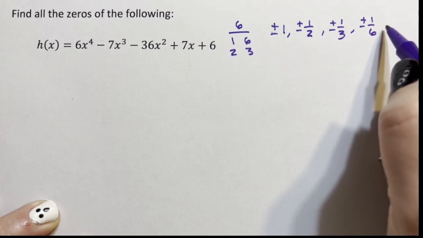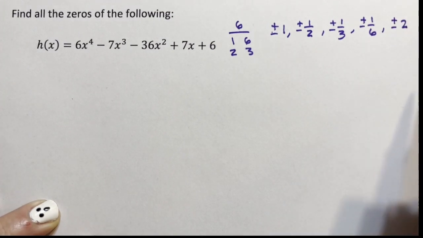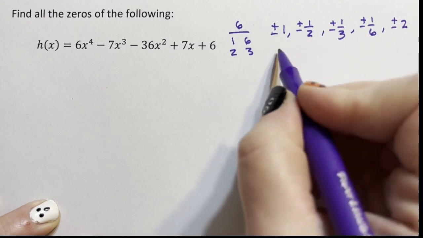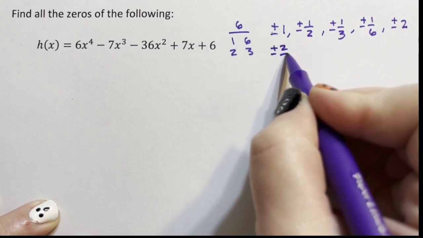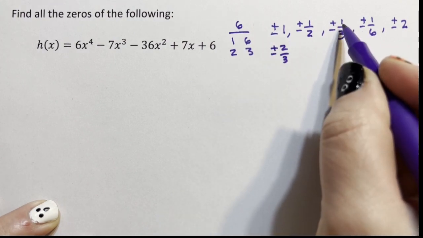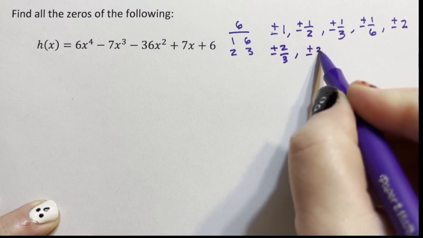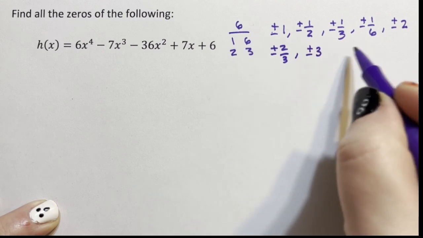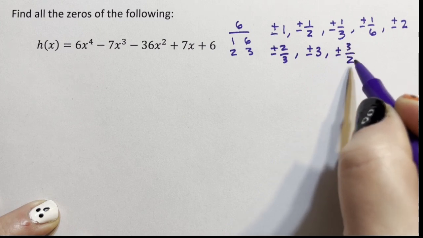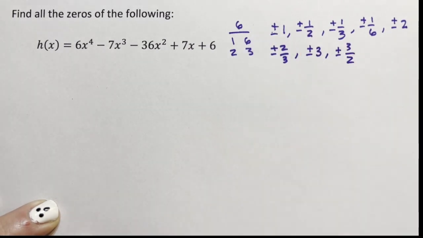2 divided by 1 is 2. 2 divided by 2 is 1, so I don't have to write that down. 2 divided by 3 is 2/3, and 2 divided by 6 is 1/3 if we reduced it. All right, 3. 3 divided by 1 is 3. 3 divided by 2 is 3/2. 3 divided by 3 is 1. And 3 divided by 6 is 1/2.